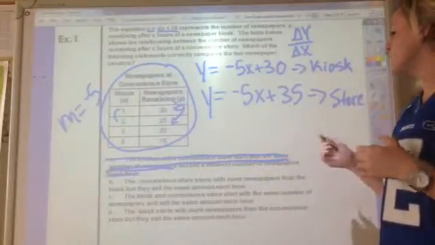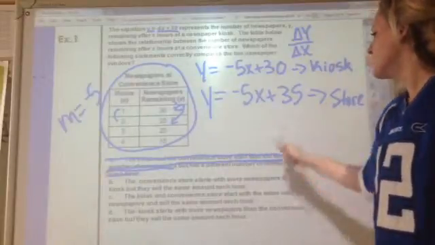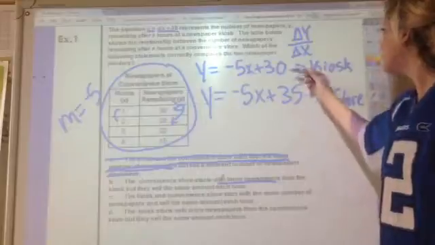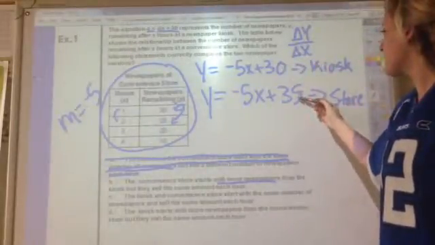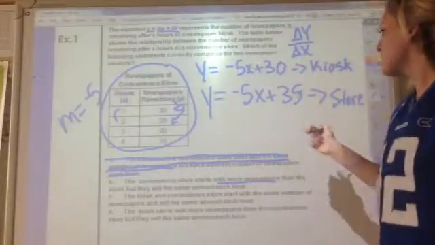Let's go ahead and look at our equation and see if that's true. The convenience store, which is my second equation, starts with more newspapers than the kiosk. That is true because 35 is larger than 30. So the store starts out with 35 newspapers while the kiosk starts out with 30. But they sell the same amount each hour.